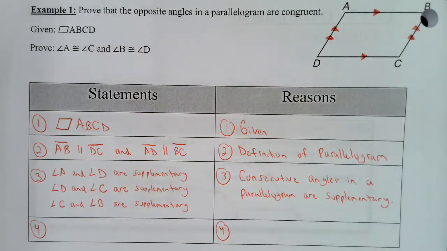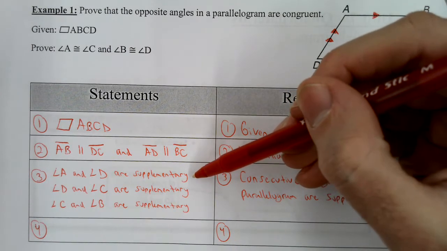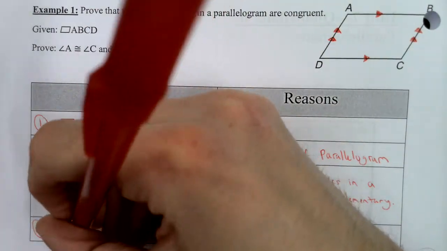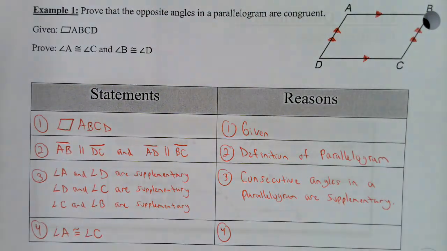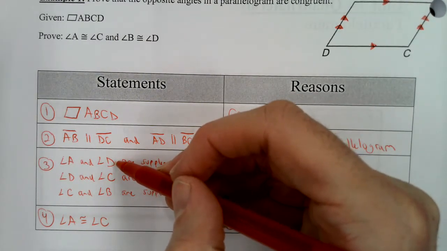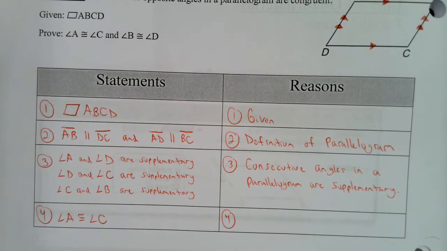Angle A is congruent to angle C. Look at the first two parts of statement 3. If A and D are supplementary, and D and C are supplementary, that means angle A has to be congruent to angle C, because they're both supplementary to angle D. Let's pretend angle D is 10 degrees. That means angle A has to be 170 because they have to add to 180. And again, if D is 10 degrees, angle C has to be 170 because they're supplementary.